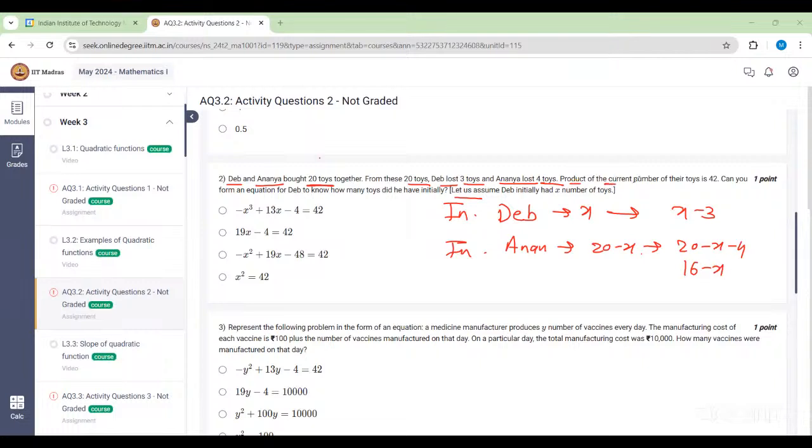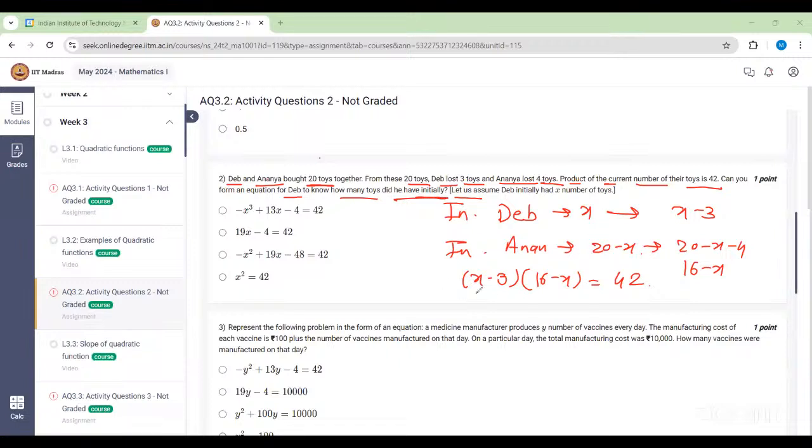The product of the current number of toys is 42. So it means x minus 3 multiplied by 16 minus x is 42. So now we can form an equation for Dev to know how many toys he had initially.